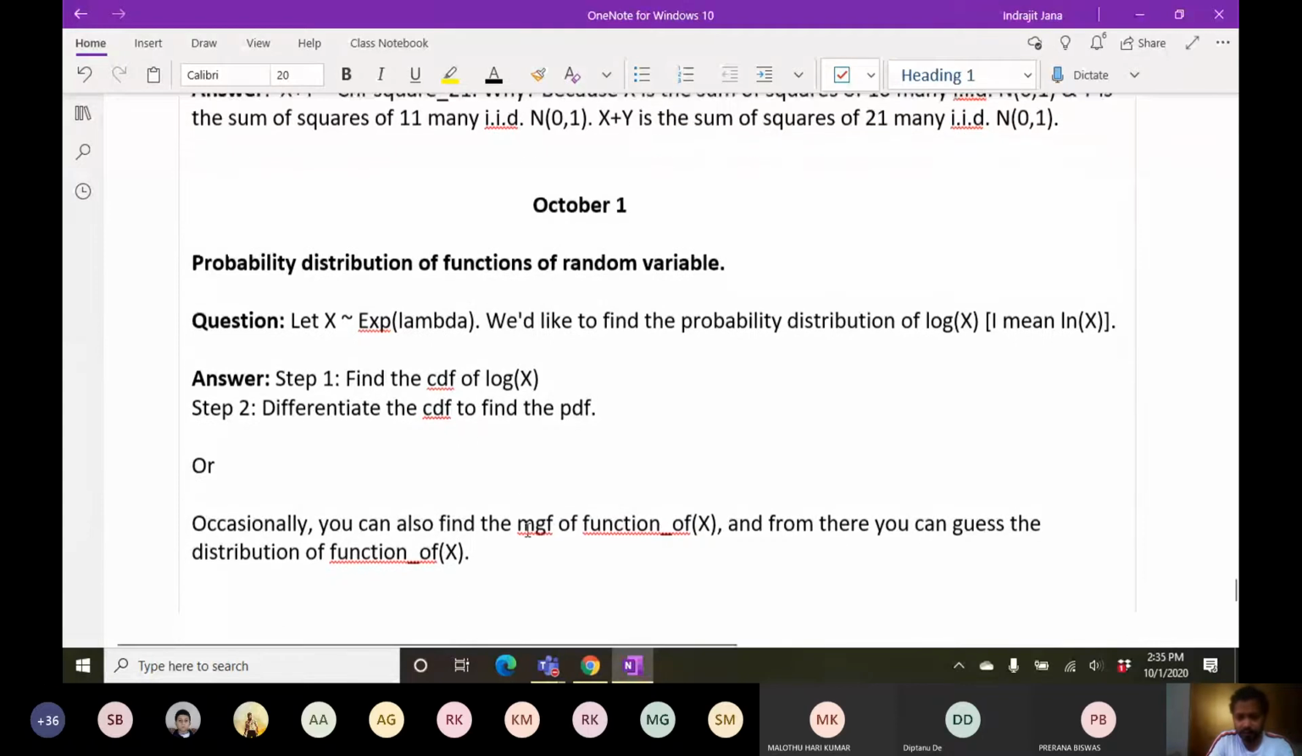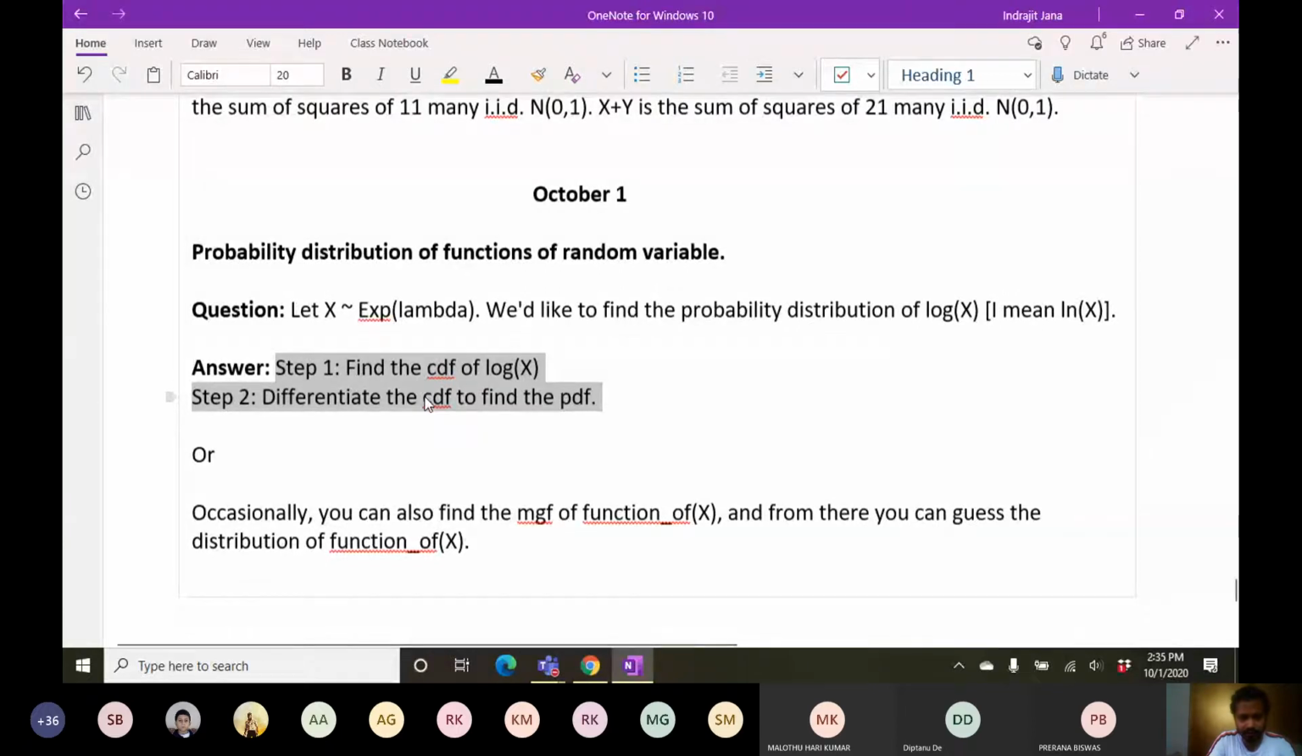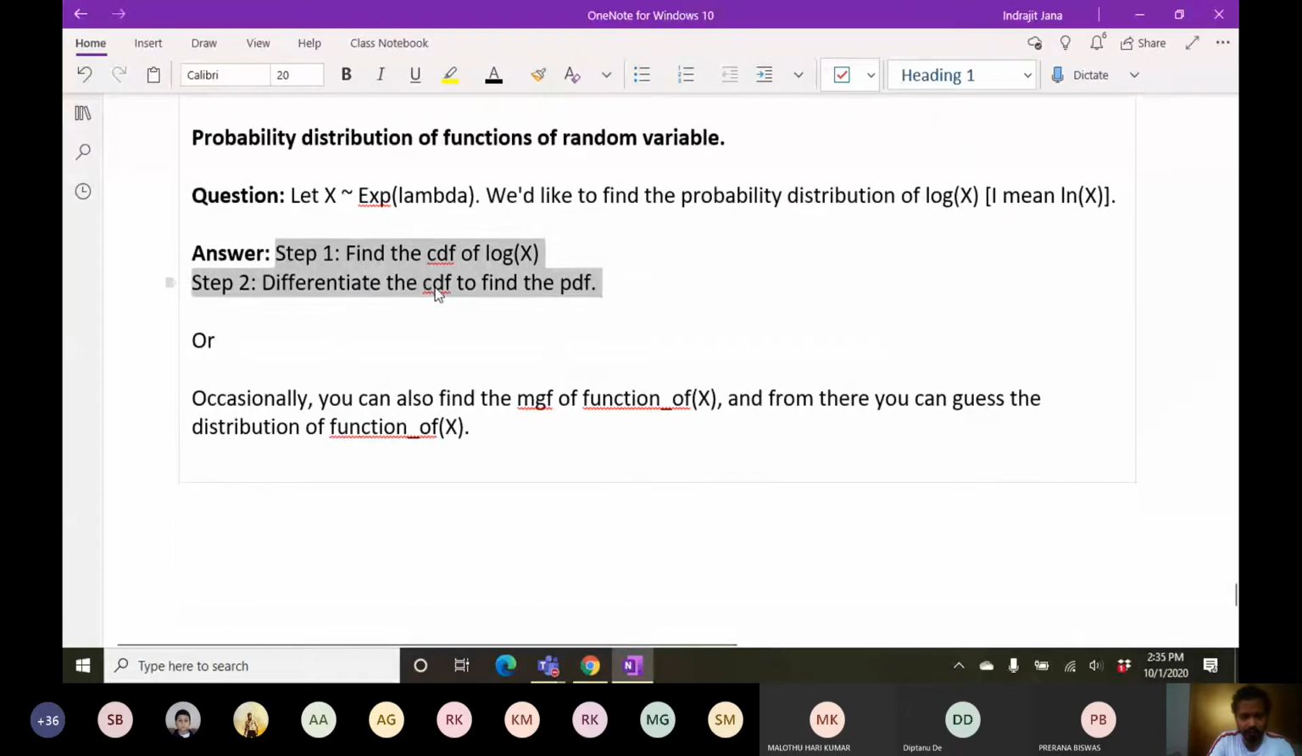For example, we have log x, and it will be actually difficult to find the MGF of log x. So we will go with the standard procedure, which is we will find the CDF of log x and then differentiate the CDF to find the PDF of log x. Okay.